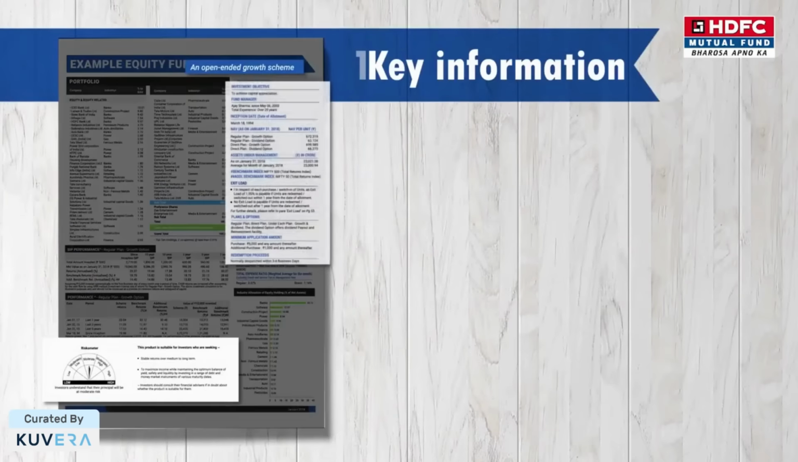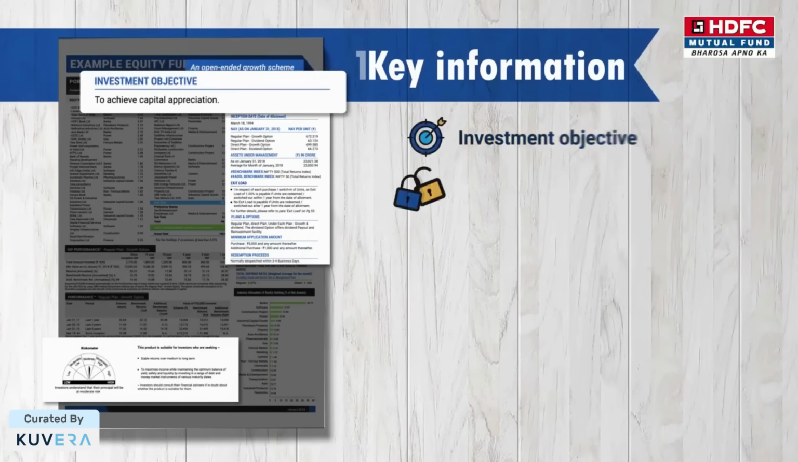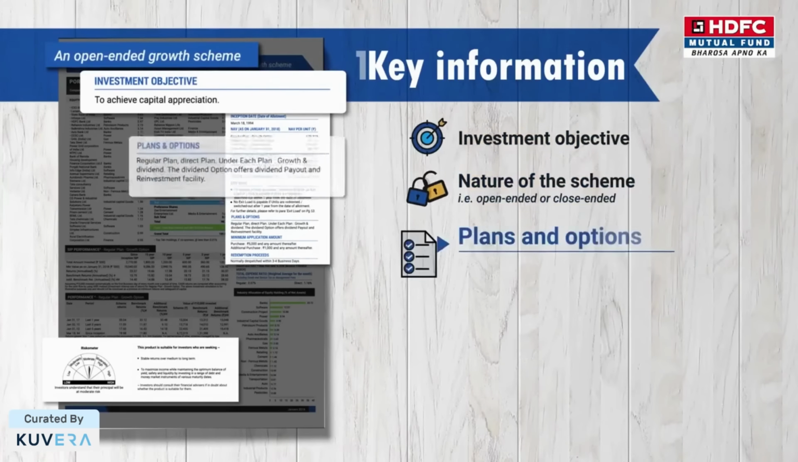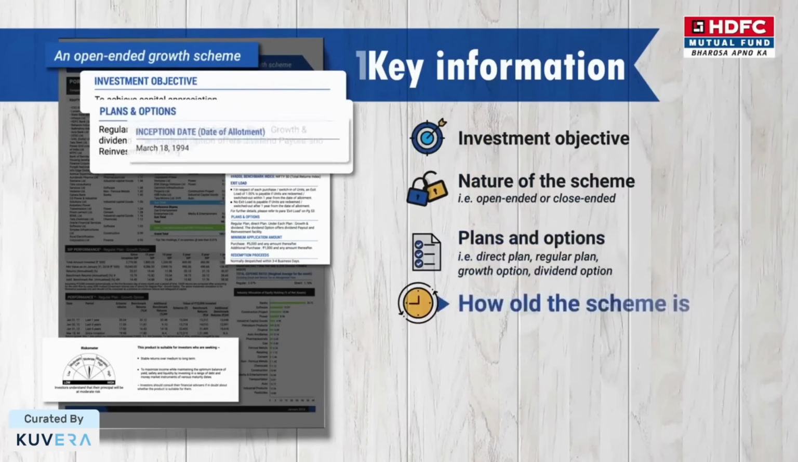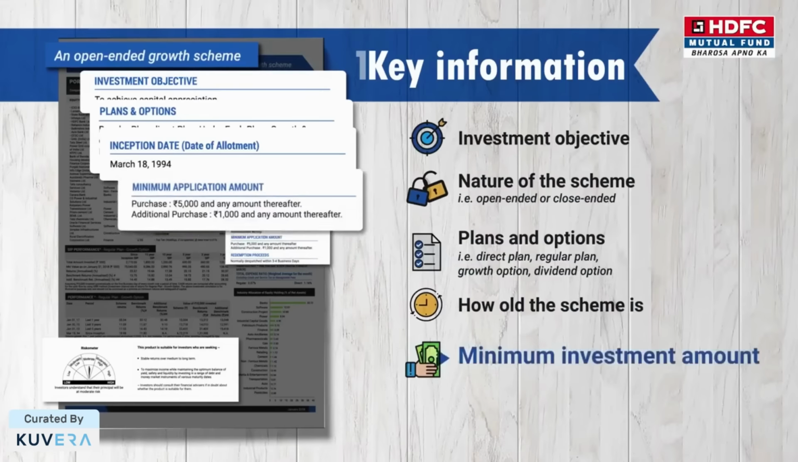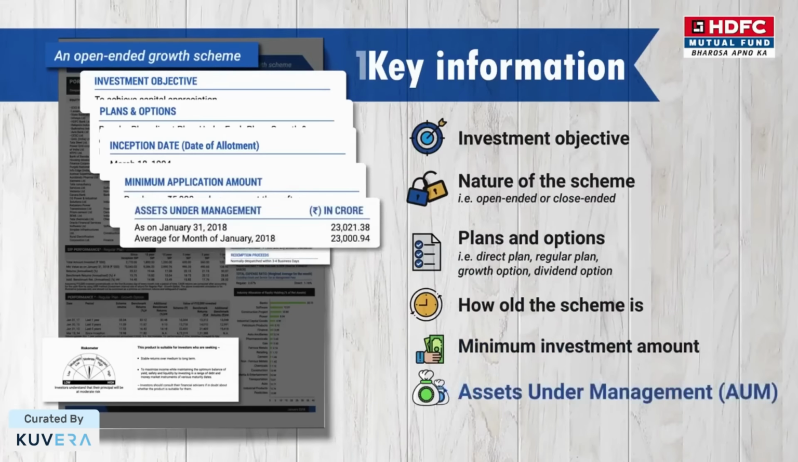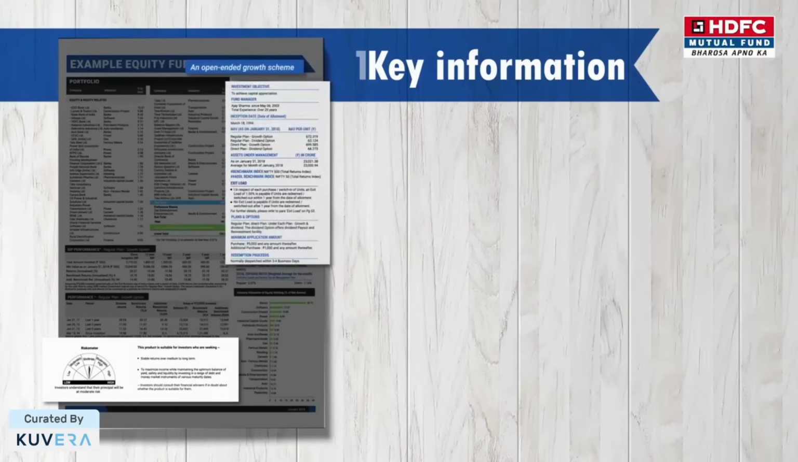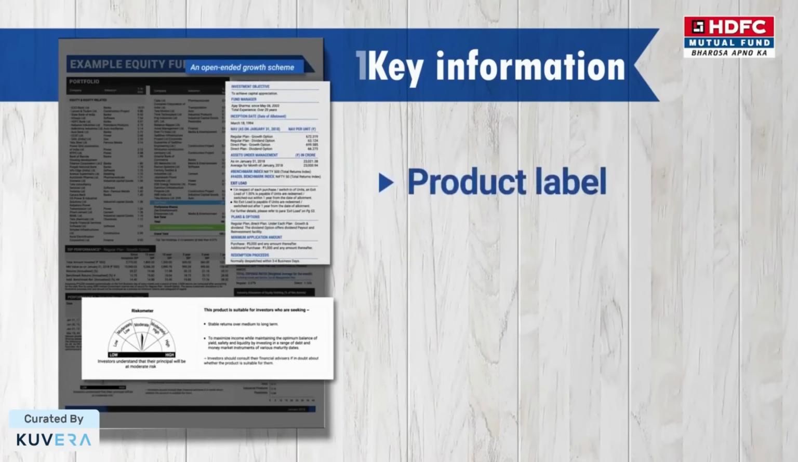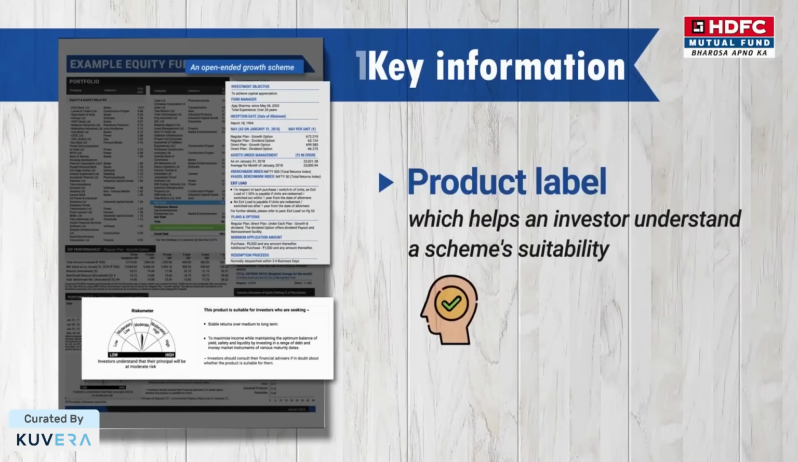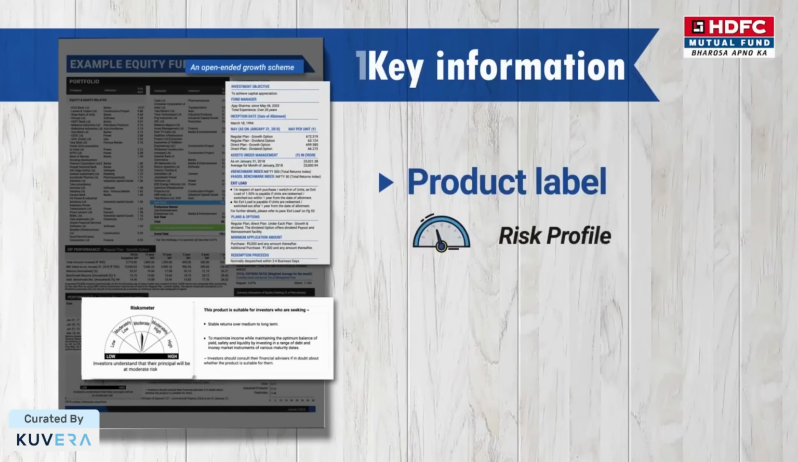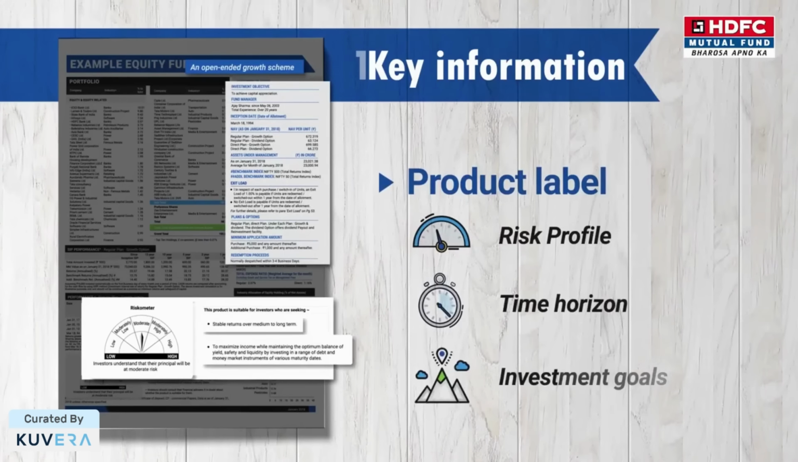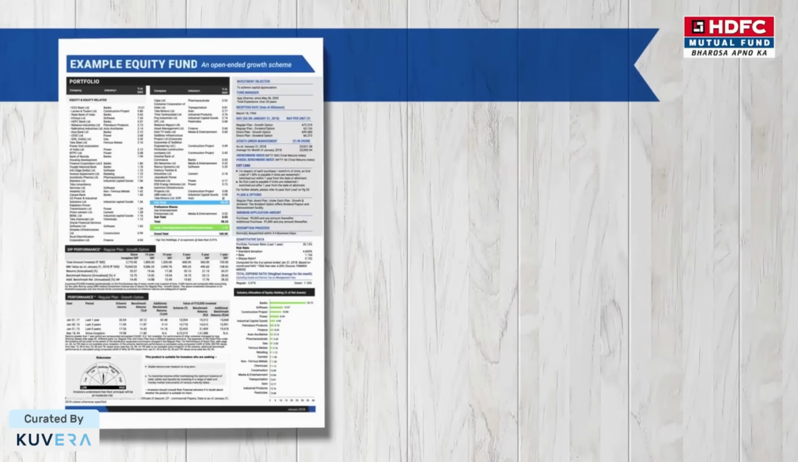Key information. Key information includes the basic details of a scheme, like its investment objective, nature of the scheme, plans and options available, how old the scheme is, minimum investment amount, assets under management, exit load, etc. The fact sheet also includes a product label which helps an investor understand a scheme's suitability for his risk profile, time horizon, and investment goal.